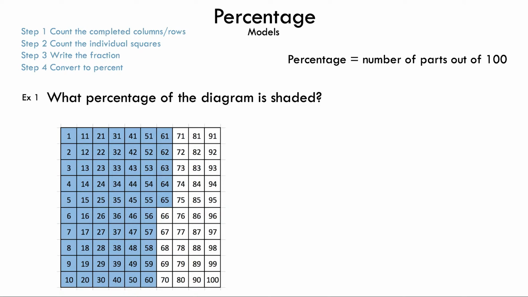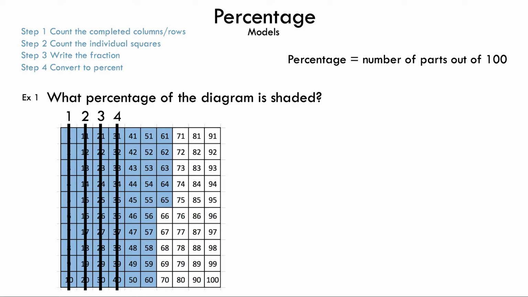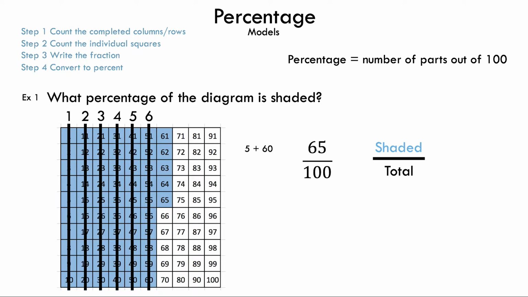Step 1, count the completed columns. So we have 1, 2, 3, 4, 5, and 6. So we know that is 60 because each column is 10. So 6 times 10 is 60. And we can count that there are 5 individual squares that are shaded. Now we're going to write the fraction, which is the shaded over the total. We know that we have 65 shaded because of the 5 individual squares plus the 60 from the completed columns. The total is 100.